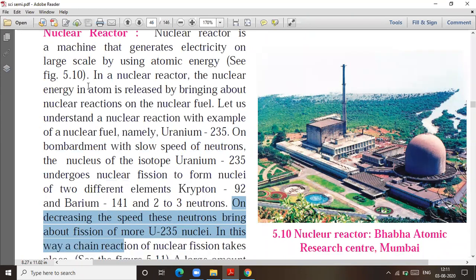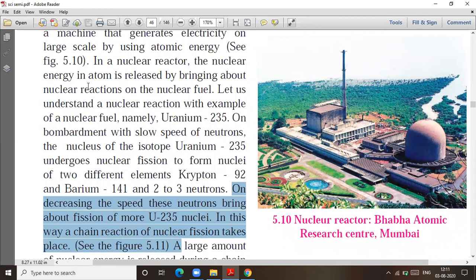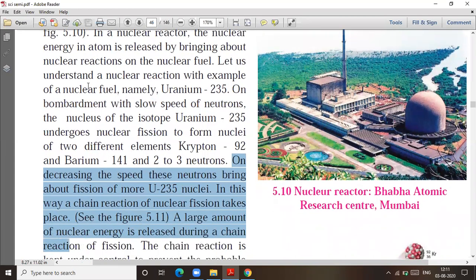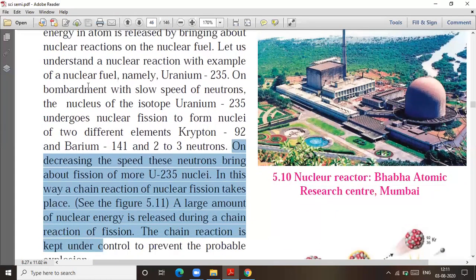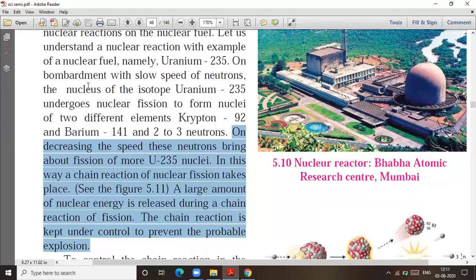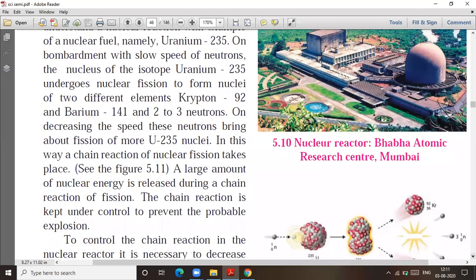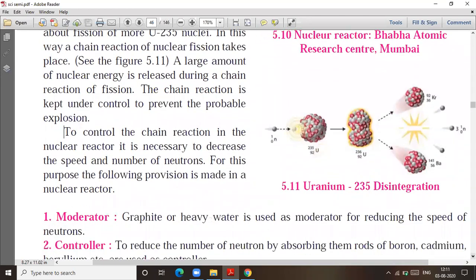On decreasing the speed of these neutrons, they bring about fission of more uranium 235 nuclei. In this way, a chain reaction of nuclear fission takes place. A large amount of nuclear energy is released during a chain reaction of fission. The chain reaction is kept under control to prevent a probable explosion. So what is actually done in this type of nuclear fission reaction?